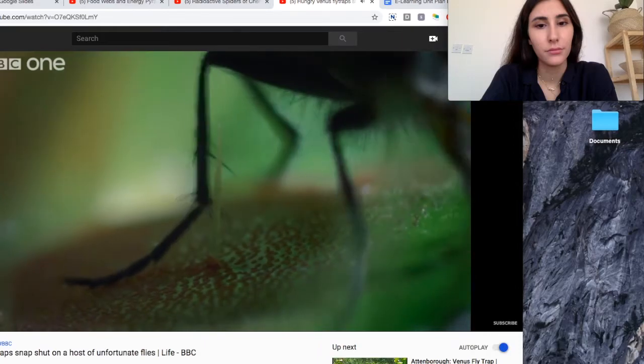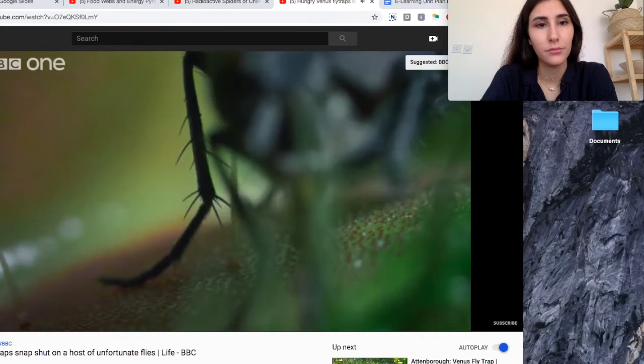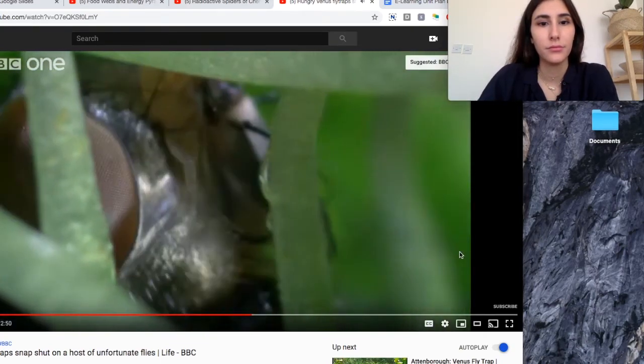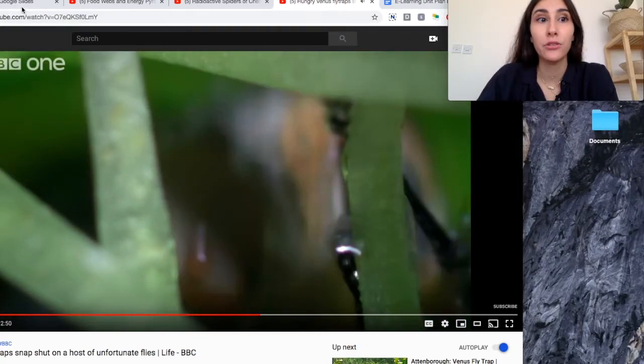A second strike in less than 20 seconds, and the fly is doomed. So that was pretty cool, right?